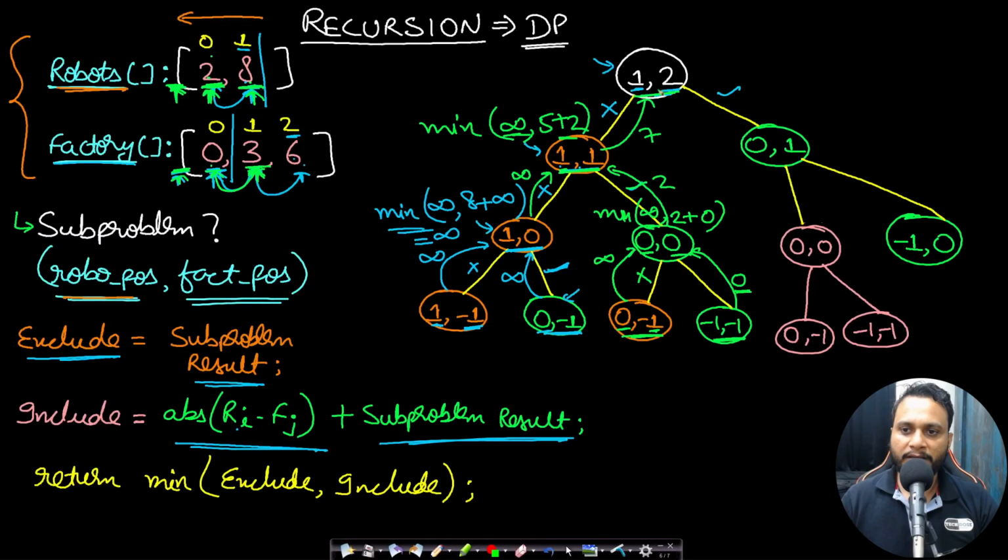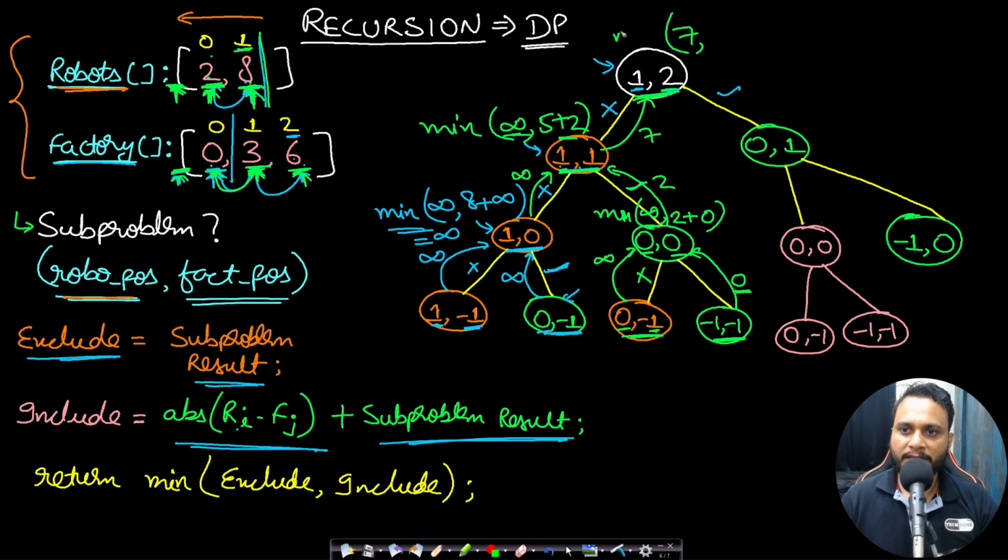So if I look at the entire problem, because I have 2 robots, that means I am at robot position number 1, and I have 3 factories, that means I am at factory position number 2. This is the main problem, right? All the rest of them are the sub problems. So if I decided to exclude factory number 2, that means robot 1 will not be assigned to factory 2, I got an answer of 7.